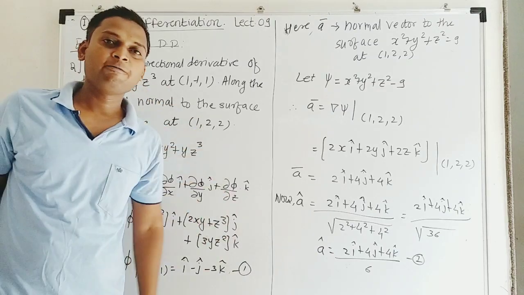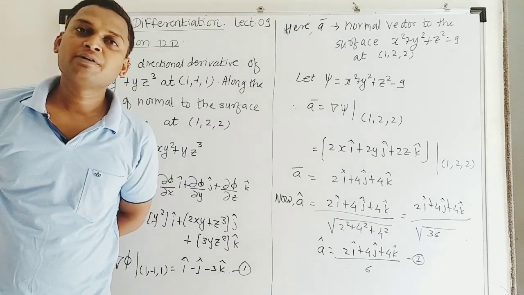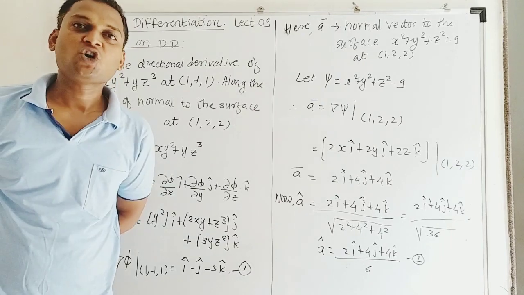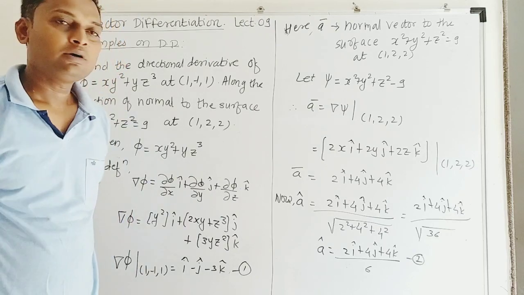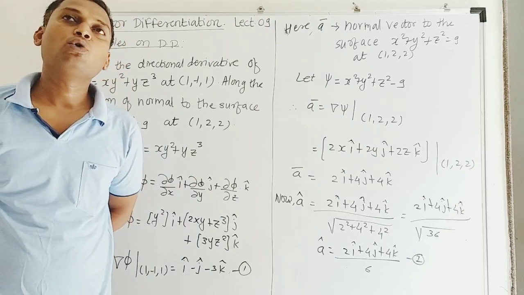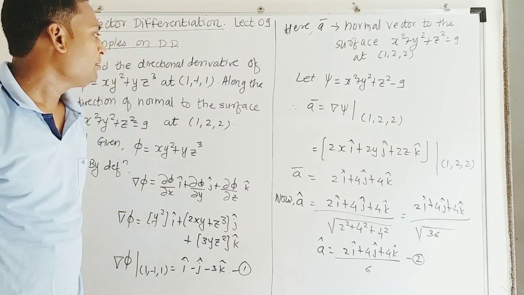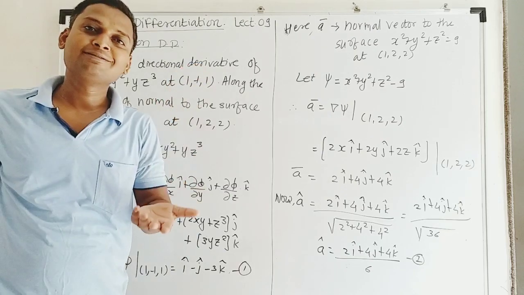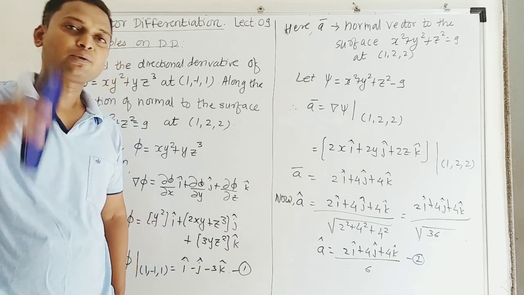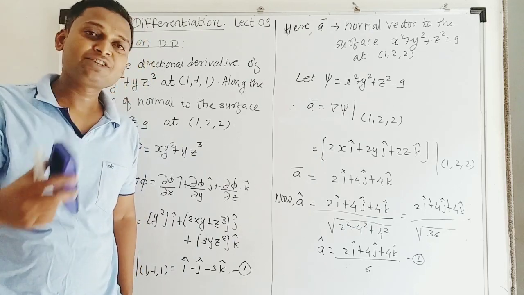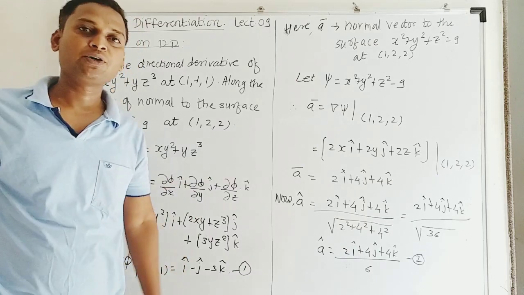In this type of problem, where you need to calculate the directional derivative along the normal to some surface, you will be given two surfaces. One surface is the one of which you are going to find the directional derivative, and the other is the surface to which we have to find the normal. The direction of the normal vector is the required direction of the directional derivative. So this is how we are going to solve this type of problem.